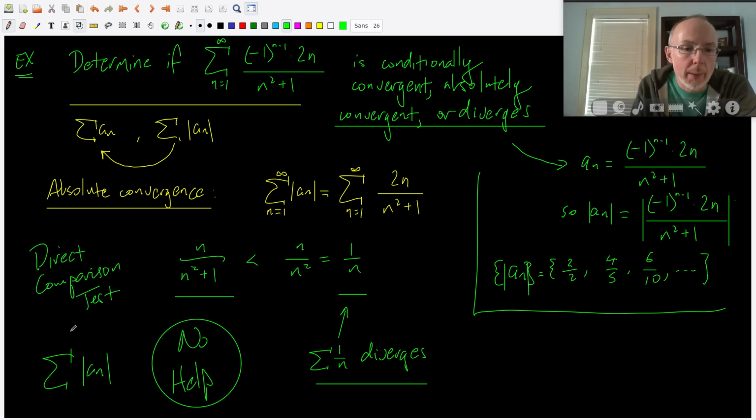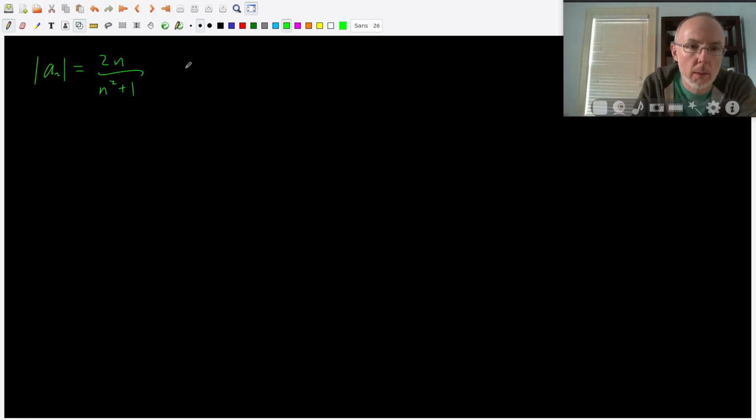So what I'm doing here is thinking about the direct comparison test from the previous section. That didn't help, so now let's look at the limit comparison test. And this is the way we usually go through it. The direct comparison test is easy if the comparison works. Otherwise, think about the limit comparison test. So if we're going to think about the limit comparison test, we need a sequence to compare with.